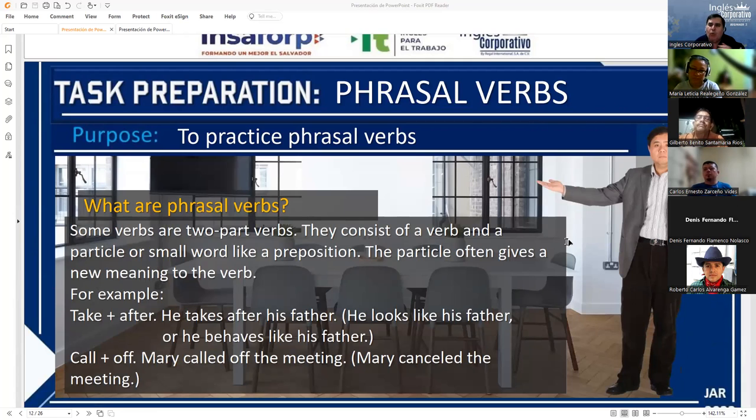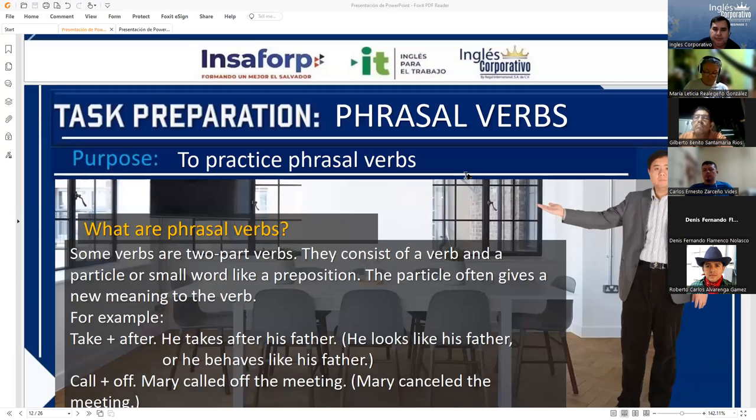Phrasal verbs. What are phrasal verbs? Some verbs are two-part verbs. They consist of a verb and a particle, or small word like a preposition. The particle often gives new meaning to the verb. For example, take after. He takes after his father. He looks like his father, or he behaves like his father. Call off. Mary called off the meeting. Mary canceled the meeting.